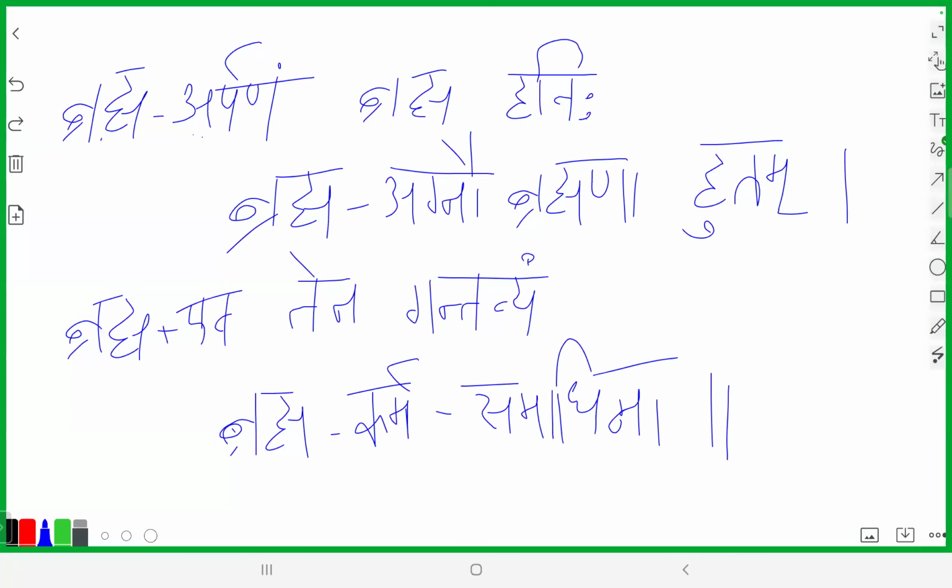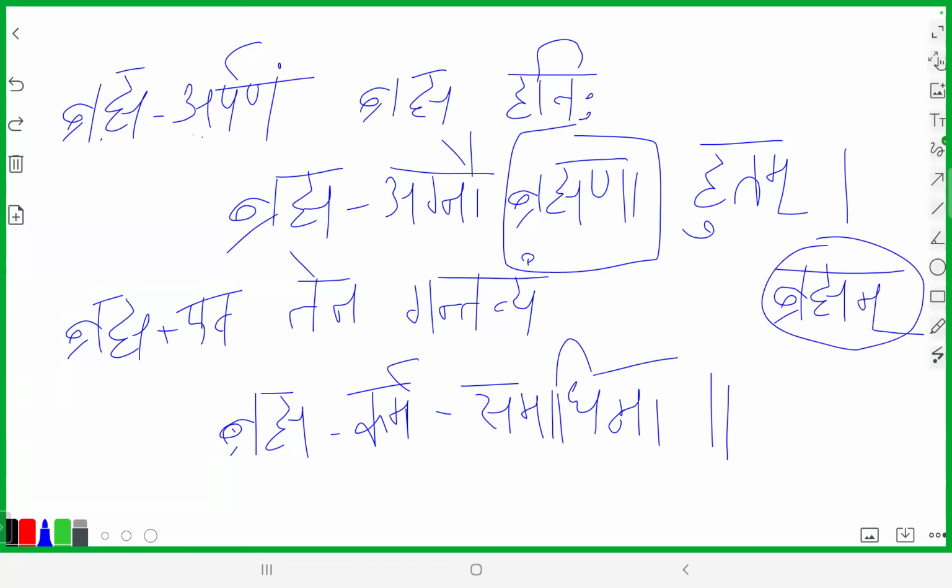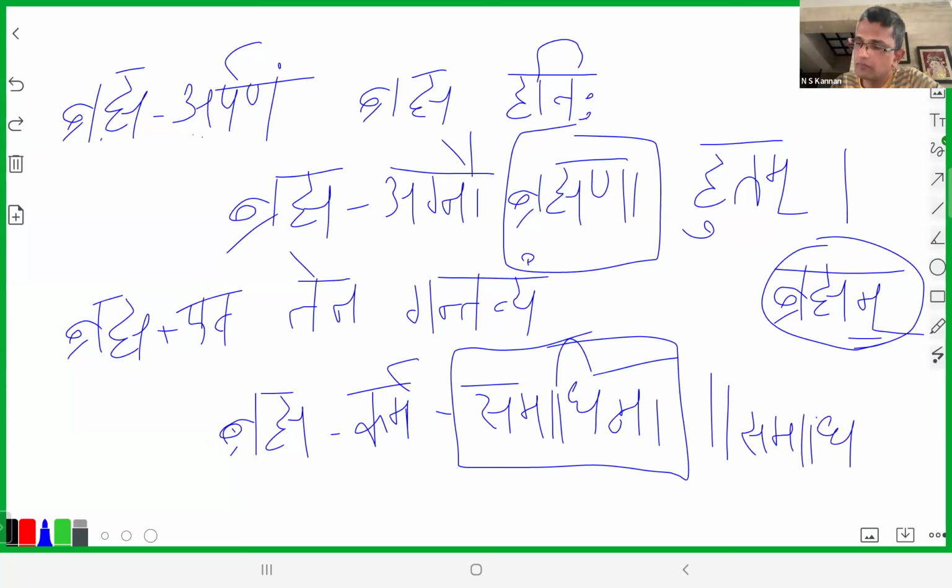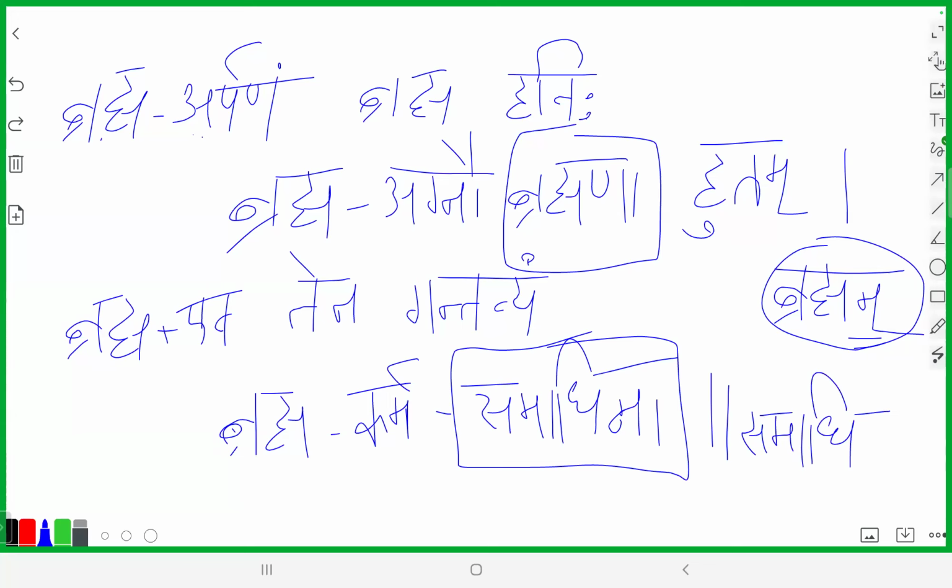Okay, Brahmana. I give it to you if you don't know this, because the Pratipadikam is Brahman. It's a Halanta Pratipadikam. So Brahmana, Tritiya Ekavachanam. Samadhi, we know, Ikaranta Pulinga, Samadhina. Good. So Brahmarpanam, Brahma Havihi, Brahma Agnau, Brahmana Hutam, Brahma Eva Tena, Tritiya Vibhakti words.